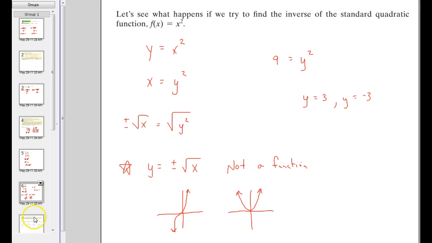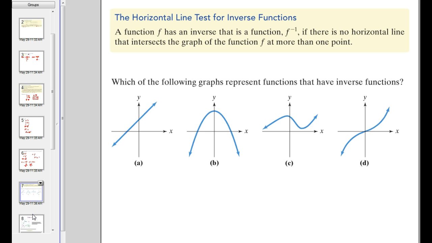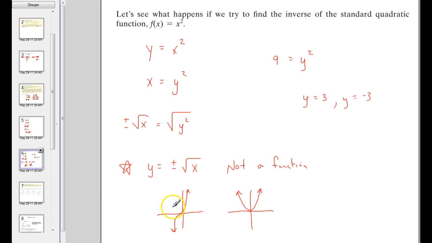So what we get from this is something called the horizontal line test. The horizontal line test says that if a horizontal line passes through the graph of a function more than once, then that function does not have an inverse. So a horizontal line would pass through y equals x squared twice.